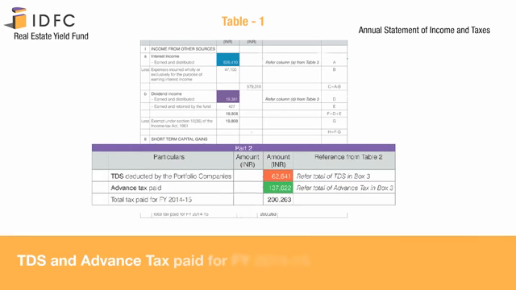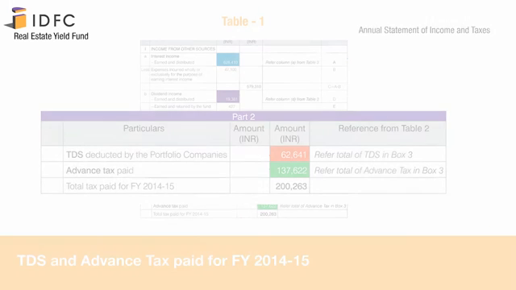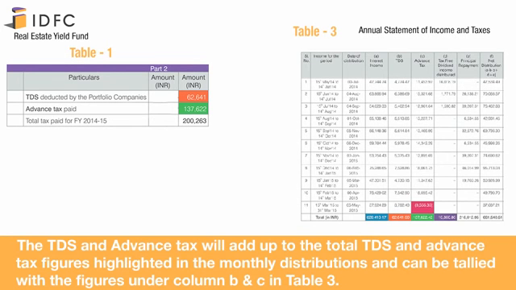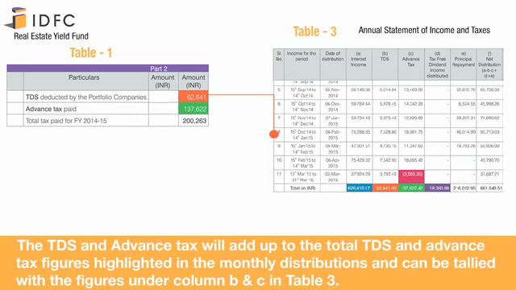Now, moving to Part 2 of Table 1. This talks about the total tax paid for financial year 2014-15 pro rata to your share in the fund. The TDS and advance tax shown in this table will add up to the total TDS and advance tax figures which were highlighted to you during the monthly distributions and can be tallied with the figures under column B and C in Table 3.